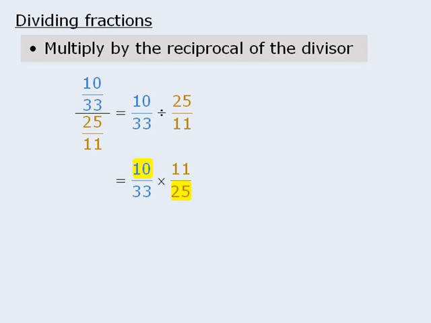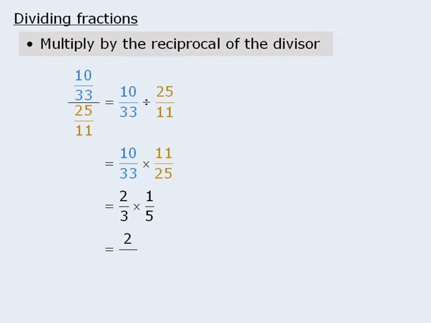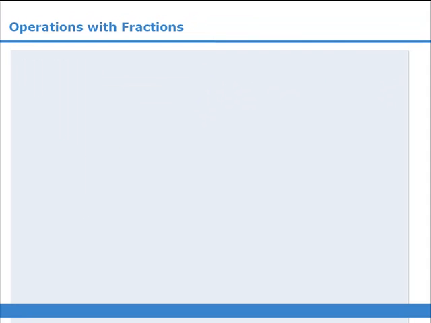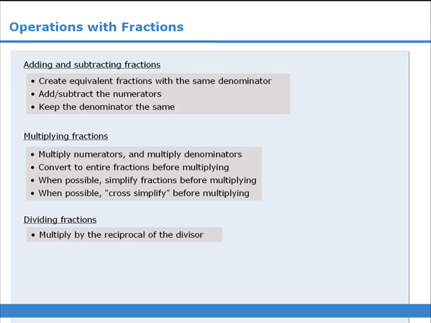We can take the 10 and 25 here and divide them both by 5 to get 2 and 5. And next we can take 11 and 33 and divide both of them by 11 to get 3 and 1. At this point, we multiply the numerators to get 2, and we multiply the denominators to get 15. So our awful fraction here simplifies to be 2/15. Alright, let's summarize. In this lesson, we learned how to add, subtract, multiply, and divide fractions.